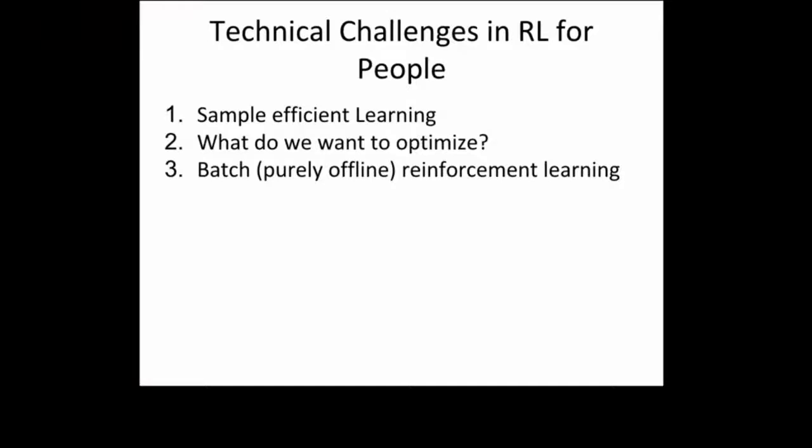So today I'm going to talk about three of the technical challenges in reinforcement learning for people. The first is going to be sample efficient learning. The second is going to be talking about what we even want to optimize for these types of applications. And then the third is going to be thinking about how we do batch, purely offline reinforcement learning.